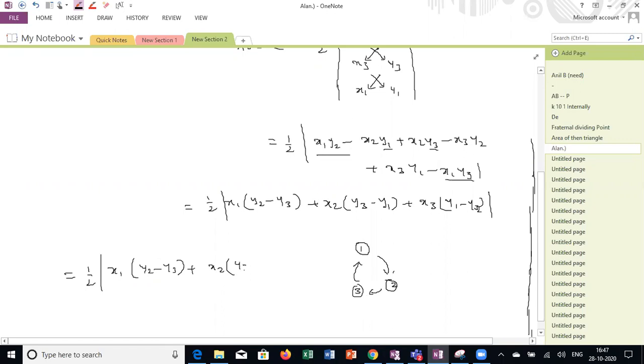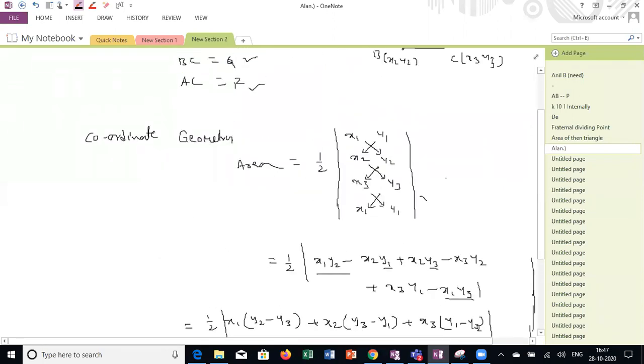So 3 means y3 minus y1, times x3. If 3 comes, after 3, 1 should come: y1 minus, after 1, 2 will come, y2. This is how we can remember this formula. This is why I gave this formula.